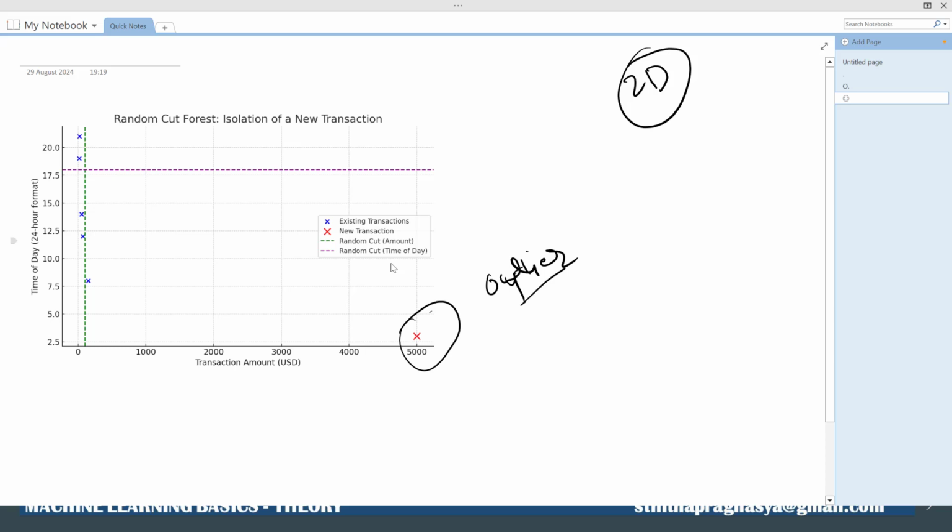Okay, if you have to summarize, transactions are plotted in a multi-dimensional space, even though we are showing 2D space here. The space is randomly cut into regions. Now you know what a data space means. And anomalous transactions are quickly isolated in the trees. You can see that here. High scores indicate higher chances of fraud, and transactions with higher scores are flagged for review.